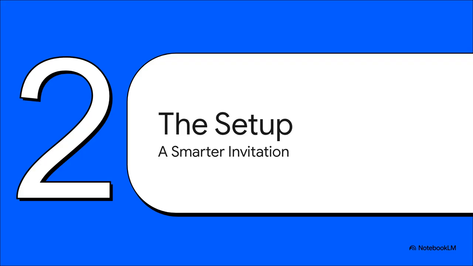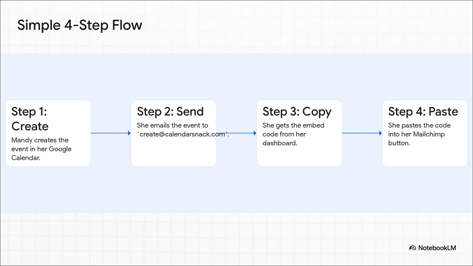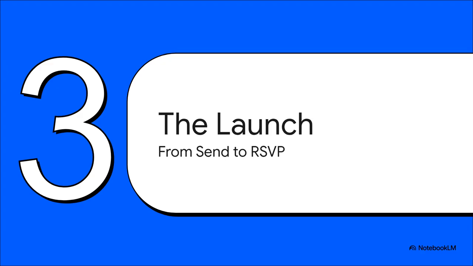So how does she build something better than just a plain old email? Well, you might think it sounds complicated, but the setup is surprisingly simple. She can use the tools she already uses every day to create an invitation that's both trackable and totally dynamic. I mean, just look at how easy this is. 4 steps. That's it. First, Mandy just creates the event in her regular Google Calendar, nothing fancy. Second, she forwards that event to a special email address. Third, she hops into her dashboard and grabs a little snippet of code. And fourth, she just pastes that code into a button in her Mailchimp email. Done.